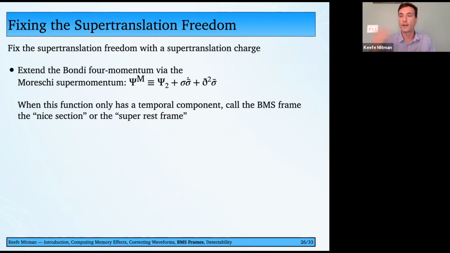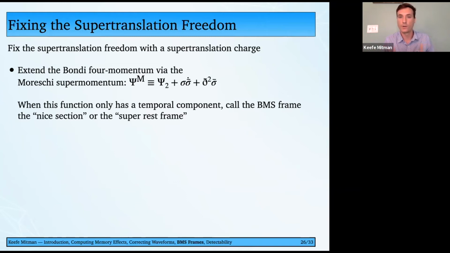So we should extend that idea to scri and define some kind of charge corresponding to supertranslations. That charge is called the supermomentum. There are many different choices for defining the supermomentum, but the most useful one is called the Moreschi supermomentum. What I want to point out here is that these first two terms, psi2 and sigma times sigma bar dot, are pretty much equivalent to the Bondi mass. But then we add on an extra term, which has no L = 0 or L = 1 components. This captures the memory effect because it's directly related to the shear.